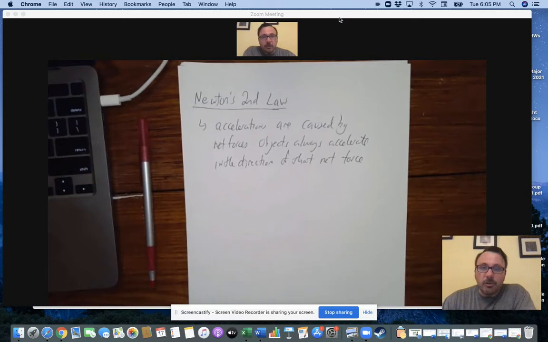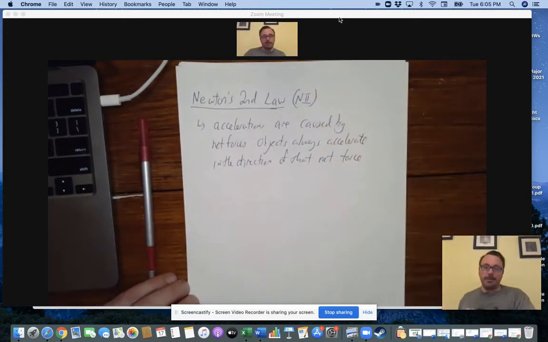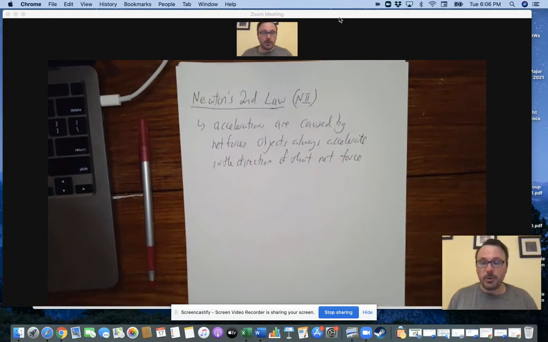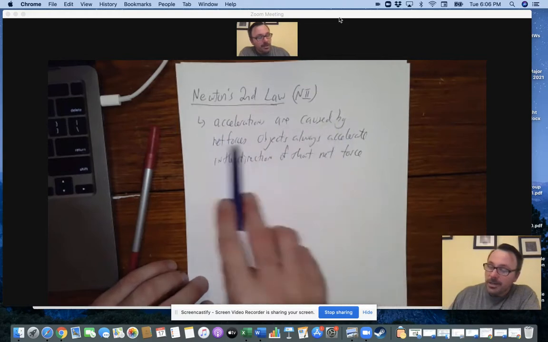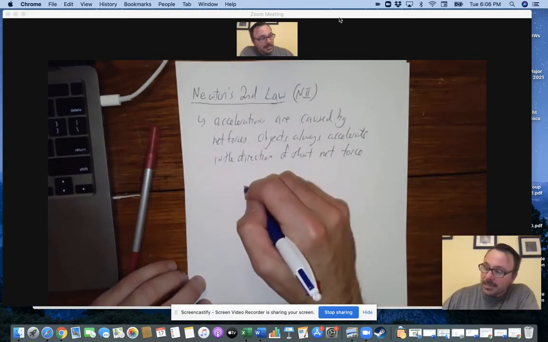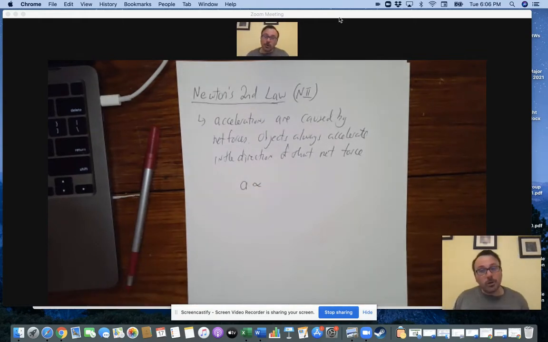Because Newton's second law, or N2, is actually an equation, okay? Or it boils down into an equation. And this equation determines the size or magnitude of the acceleration that an object experiences. So first, if accelerations are caused by net forces, it would make sense that the acceleration is in some way, shape, or form proportional to the size of that net force.